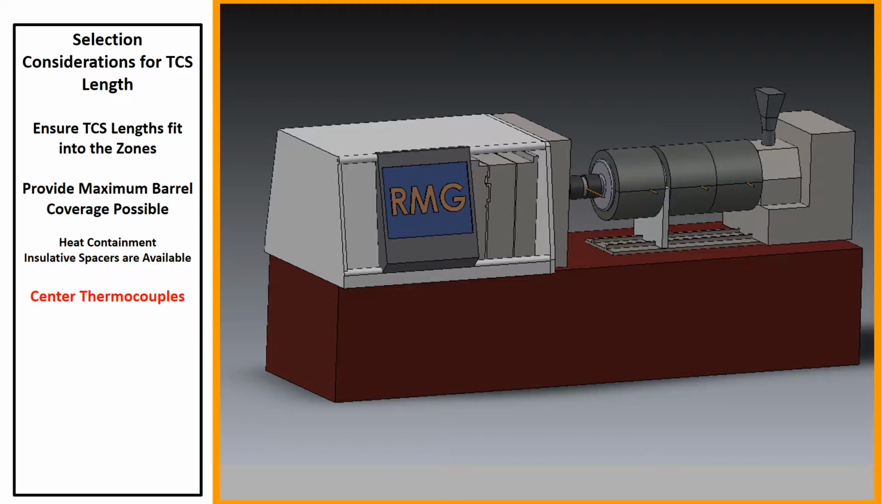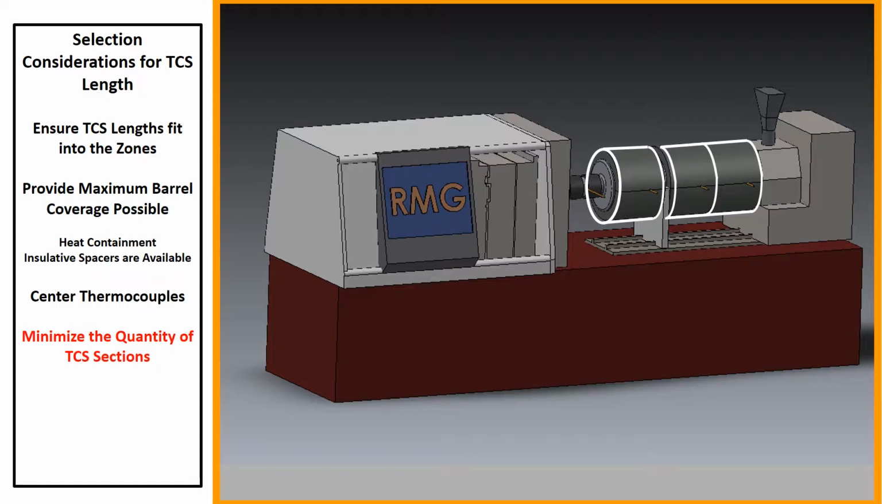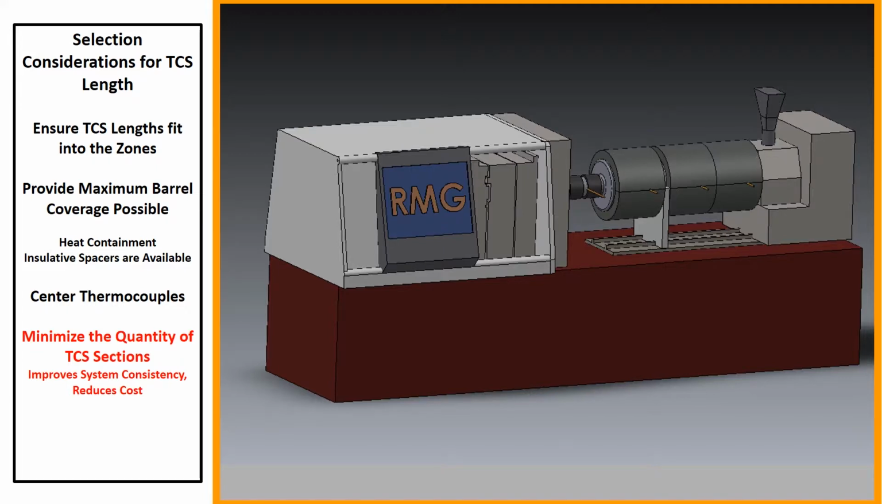Next, effort should be made to generally center thermocouples on the TCS sections, since the thermocouple is the controlling entity for the heater. It is also best to minimize the quantity of TCS sections. In this example, 3 zones were covered by 3 TCS sections. However, the designer could have chosen to specify 6 TCS sections, but that isn't the best approach, because using fewer TCS sections both improves system consistency and reduces cost.